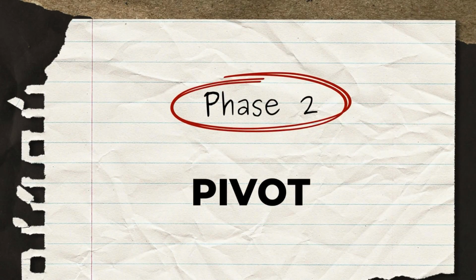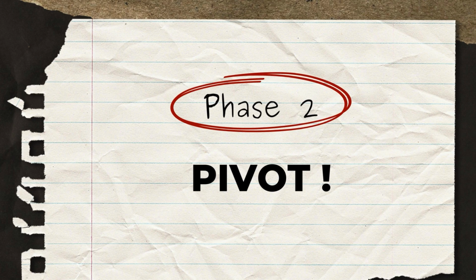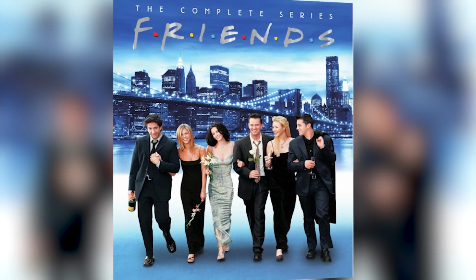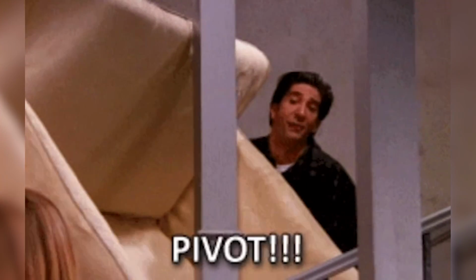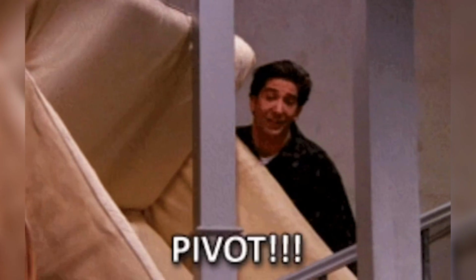So now the next phase of our study plan is to pivot. One of my all-time favorite shows is Friends. And there's one episode where Ross is leading Joey, Chandler, and the rest of the gang to bring a couch up a flight of stairs. And Ross keeps yelling to everyone to pivot. So in this phase, we need to pivot. We need to start practicing questions to test your knowledge.